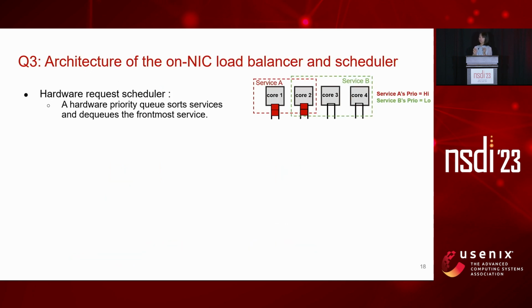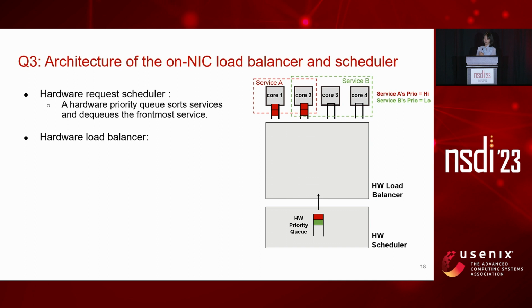The last question is how to design the architecture of the load balancer and scheduler. In Ringleader, the hardware scheduler is implemented as a hardware priority queue. It reorders services based on their priorities and always dequeues the frontmost highest priority service request. The hardware load balancer tracks the service to core mapping through a bit mask.